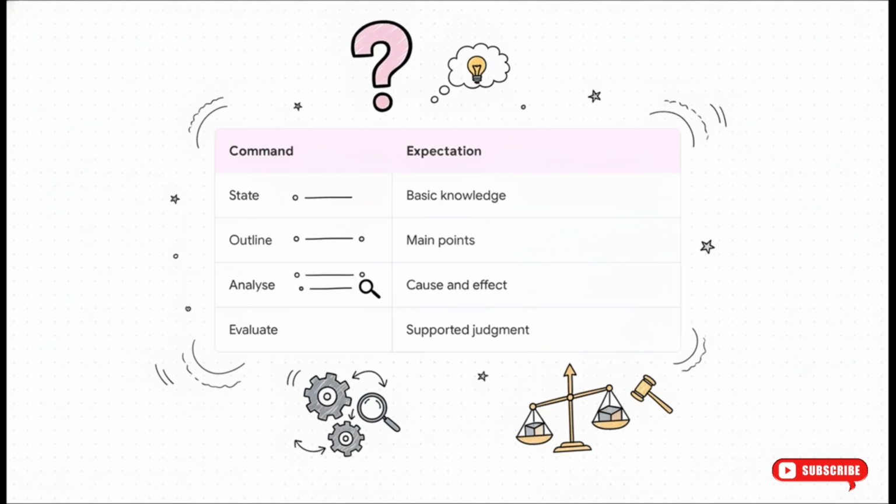Now, analyze steps it up a notch. Here you absolutely must show cause and effect. How and why do things happen? And finally, evaluate. This is the heavy hitter. You need to weigh up the arguments, show both sides fairly, and make a firmly supported judgment. If you know this language, you know exactly which skill is being tested before your pen even touches the paper.